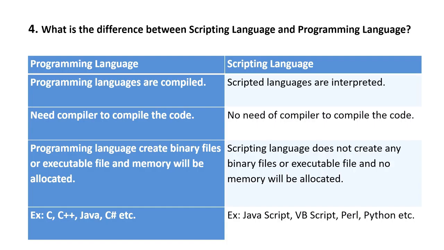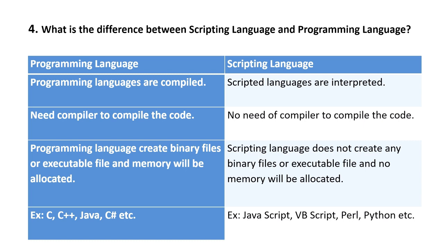What is the difference between a scripting language and a programming language? Programming languages are compiled. They need a compiler to compile the code. A programming language creates binary files or executable files and memory will be allocated. Examples of programming languages are C, C++, Java, C#, etc.